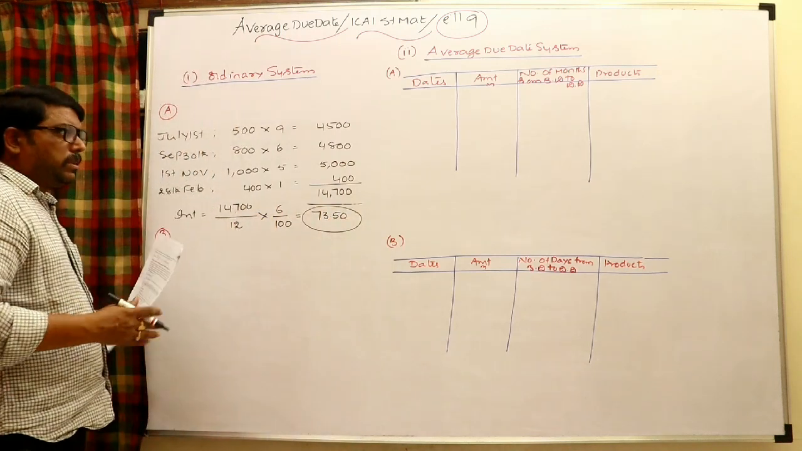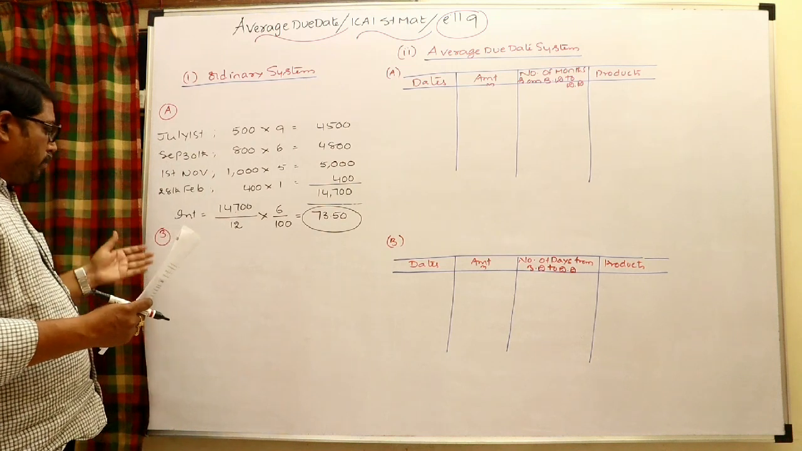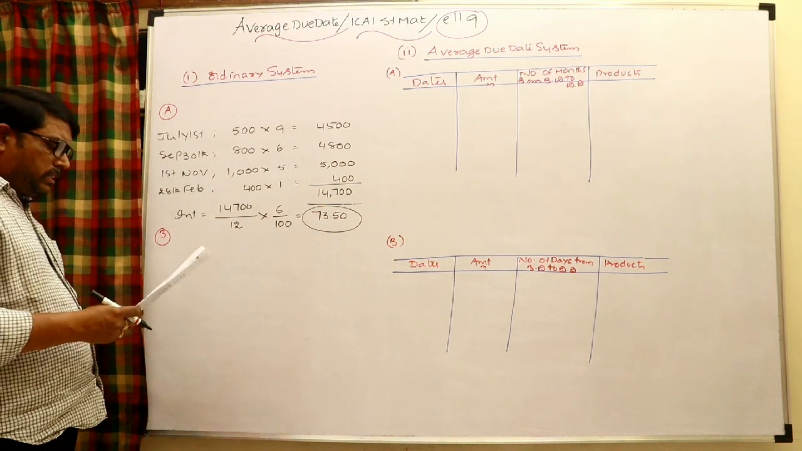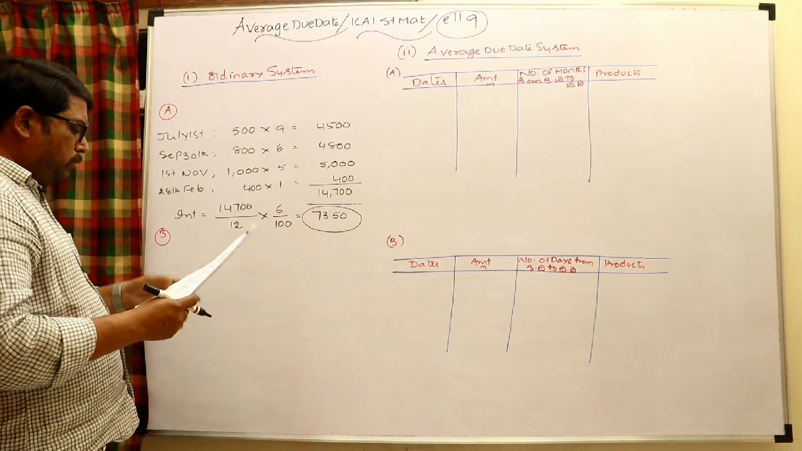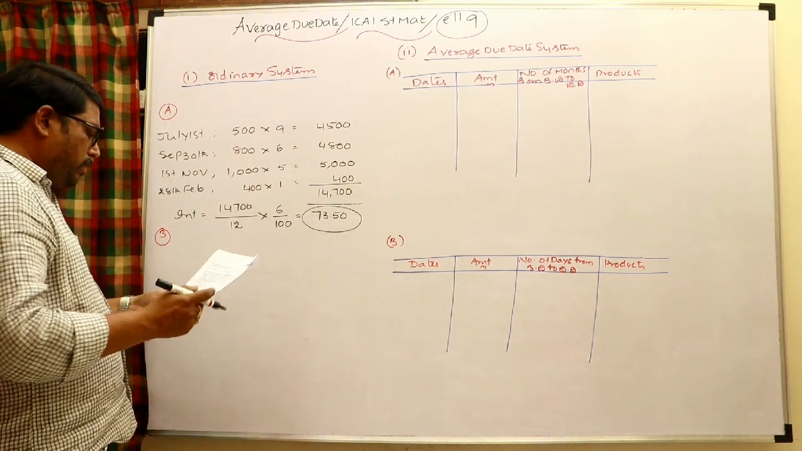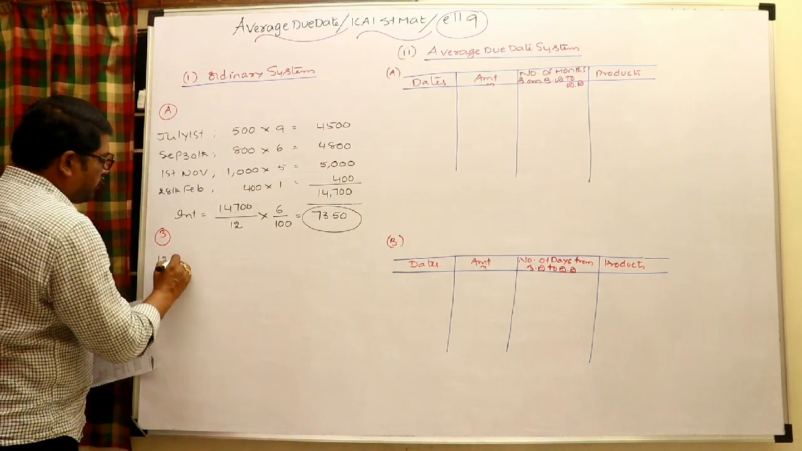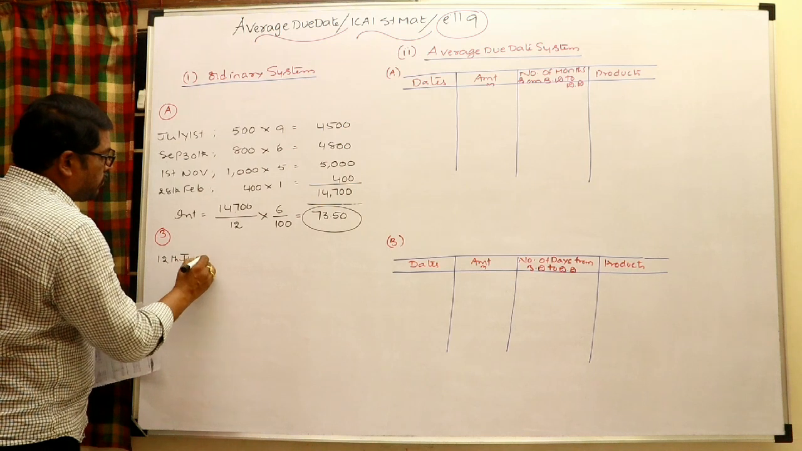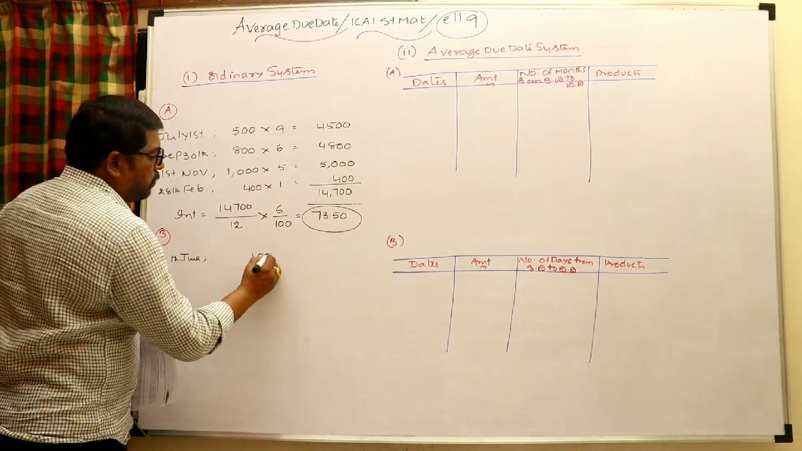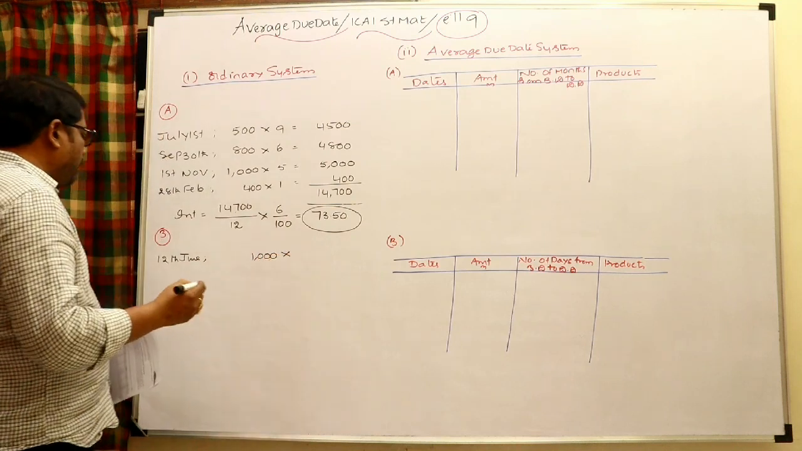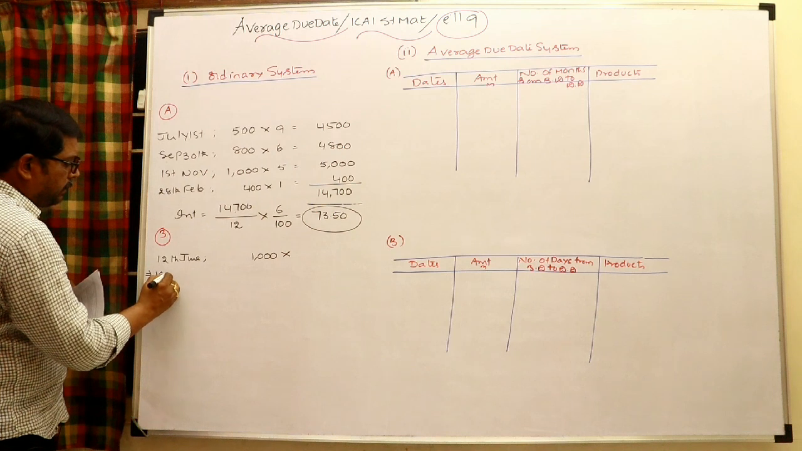That's all. This is a simple method. Need not go for the average due date method. And for B, it is not possible to consider the number of months straight away, and we have to calculate the number of days, because 12th June 1000 rupees, and you may multiply 12th June, in the sense, in June 18 days.